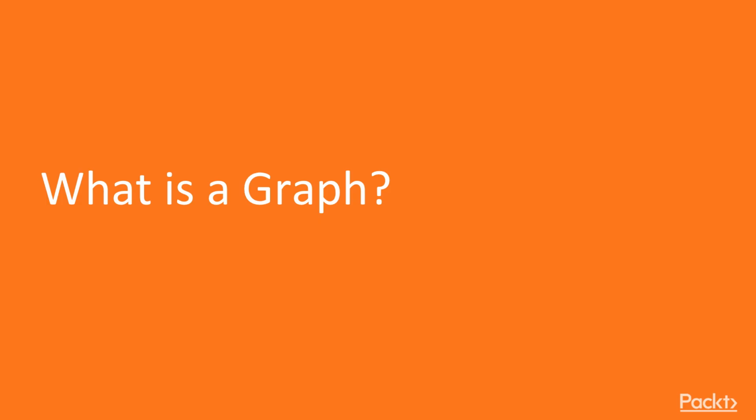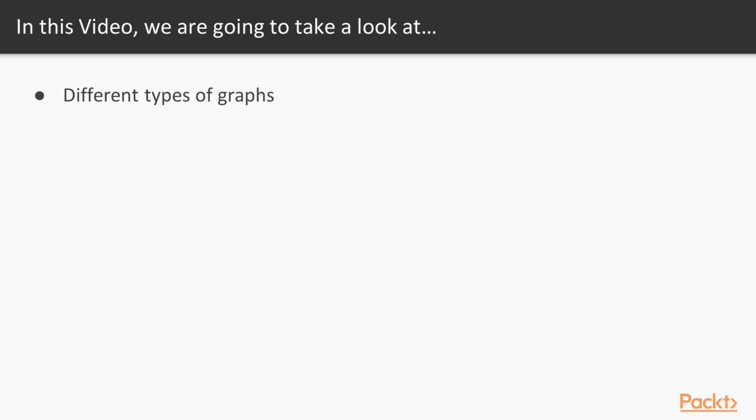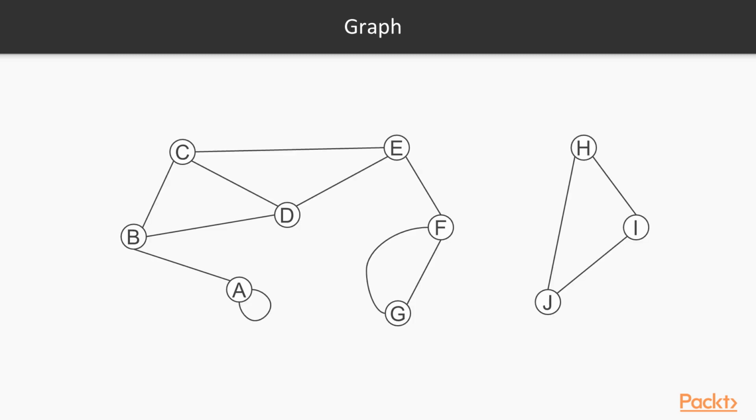Now we move on to the first video of this section that deals with a graph. In this video, we will look at a graph and different types of graph. We will cover the basics of each. What is a graph? A graph is a collection of vertices and edges that connect the vertices. The figure gives a visual representation of an example of a graph. There are a few features to note here. We will discuss them next.